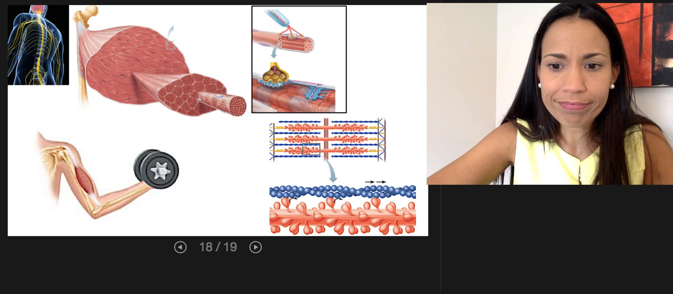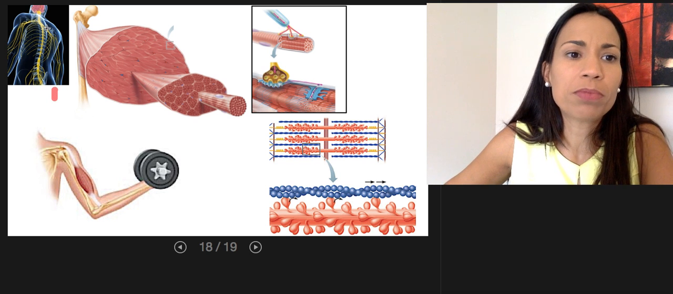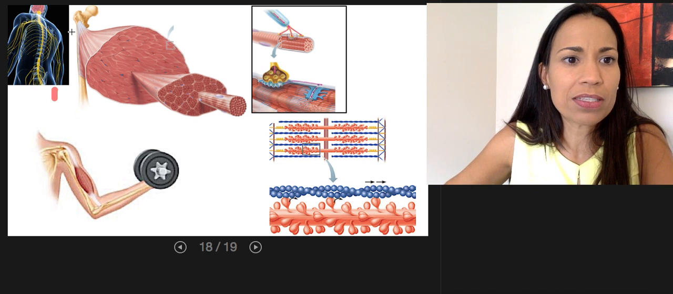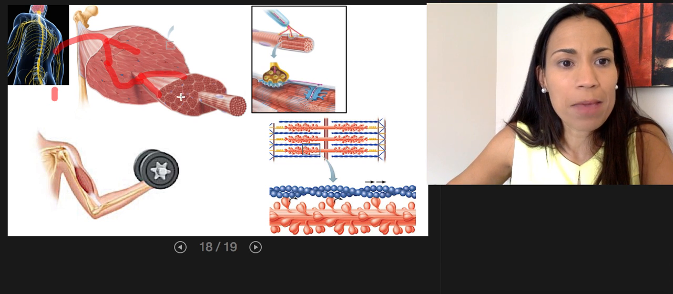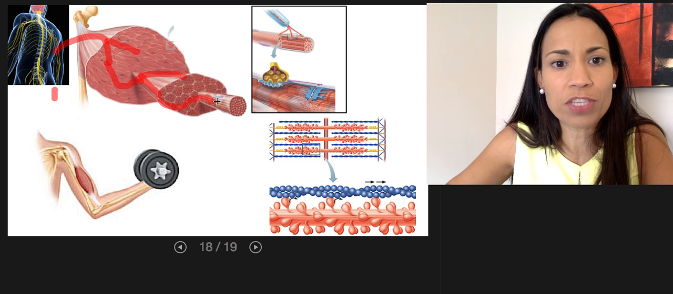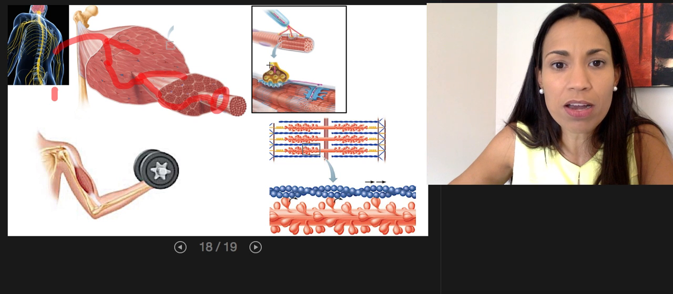Step number 1. First, we receive the signal from the nervous system, and the nervous system sends a nerve to the muscle, and the nerve branches following the epimysium, perimysium, and endomysium until it reaches the muscle fiber. Once it reaches the muscle fiber, the action potential reaches the synaptic knob and releases the acetylcholine. The acetylcholine enters the synaptic cleft.